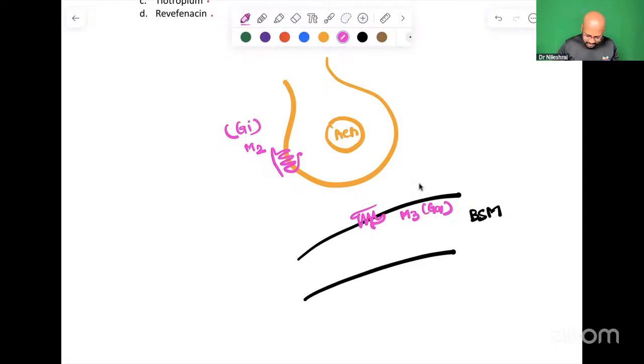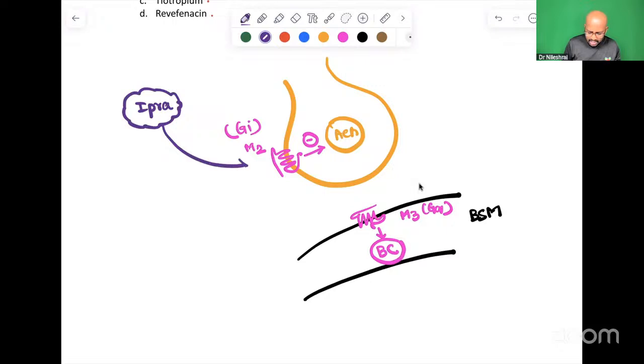The function of M2 is to inhibit the release of acetylcholine, whereas the M3 receptor on stimulation will be inducing bronchoconstriction because it is Gq coupled. It will release calcium along with it. Now what happens is, whenever you administer ipratropium bromide, it is not selective for M3. We need blockade of M3, but it will not be selective for M3. Instead, it will bind with M2 and inhibit it.